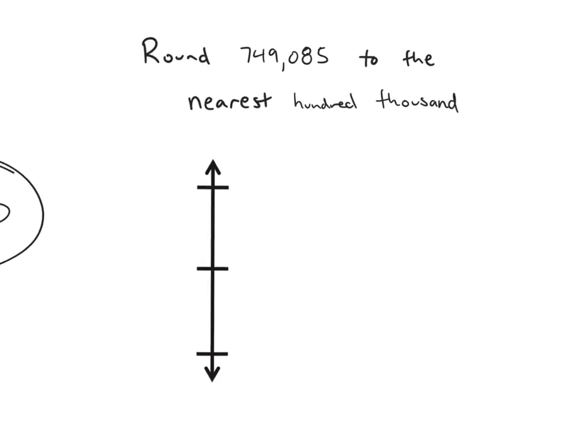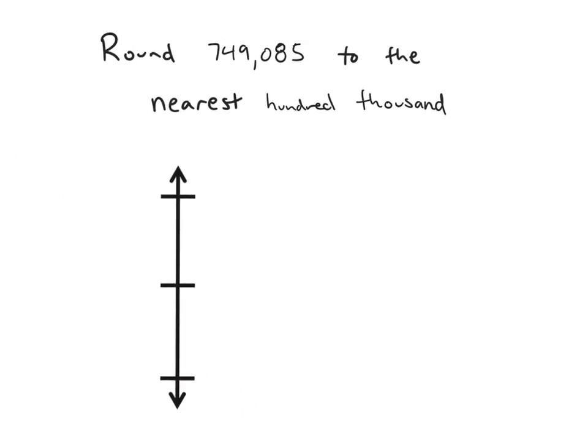In this example, we're going to be rounding to the nearest 100,000, so a different place value on this problem, but we're going to use the same process to help us answer this problem.